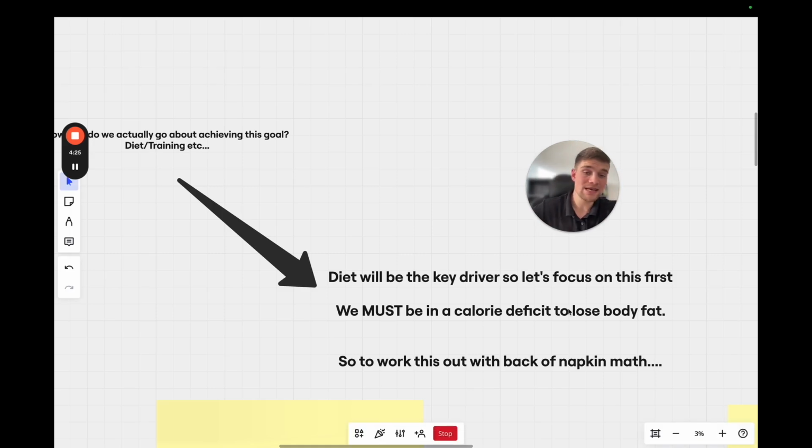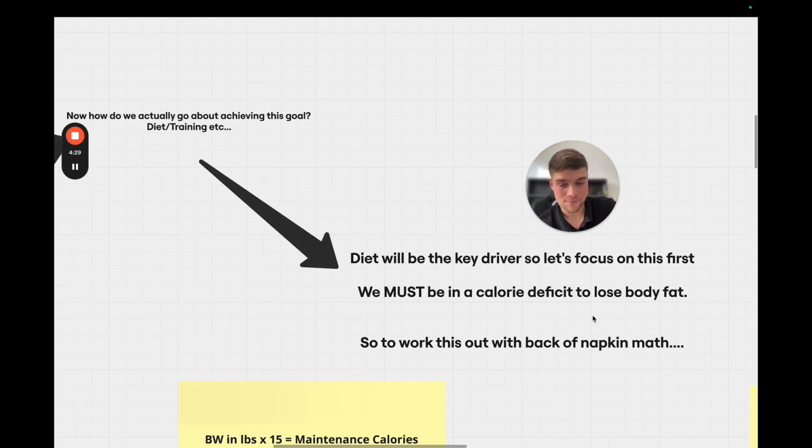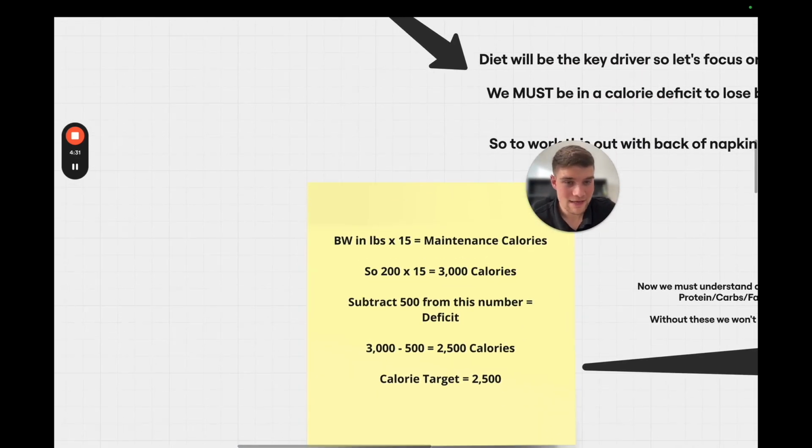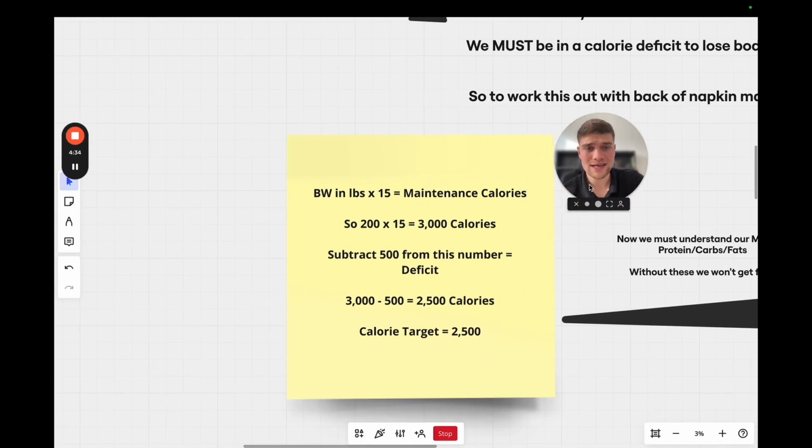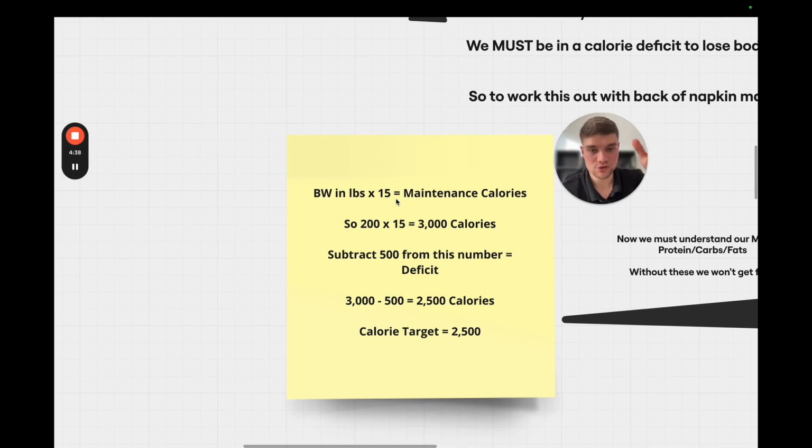So we must be in what we call a calorie deficit to lose body fat. We need to work that out. A simple way to do this is some sort of back of napkin math. You take your body weight in pounds, so in this example, 200 pounds. We want to multiply that by 15. That's going to give you your maintenance calories.